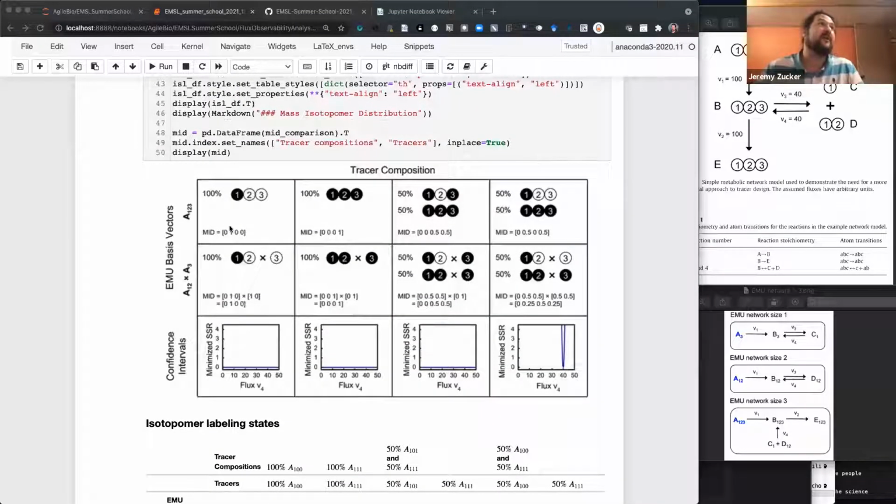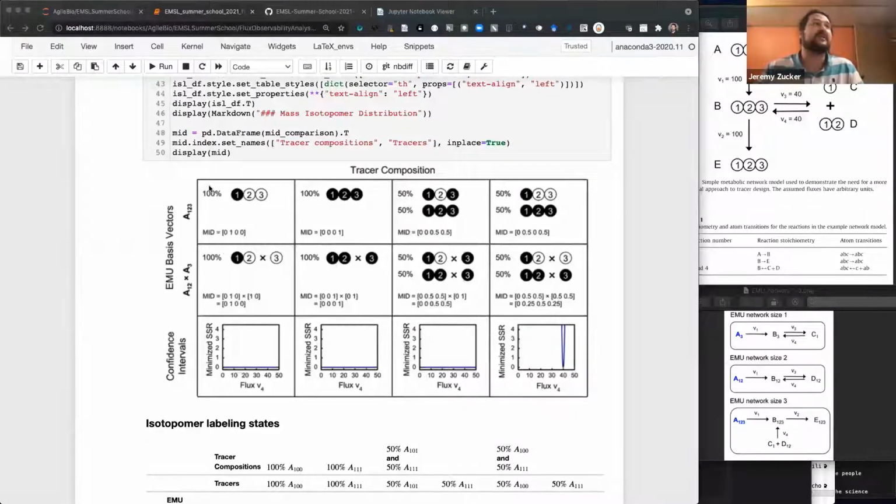So here we have 4 different tracer compositions. The first one is 100% one labeled. The second one is 100% fully labeled. The third tracer composition is 50% 1-3 labeled and 50% 1-2-3 labeled. And the last tracer composition is 50% one labeled and 50% fully labeled.